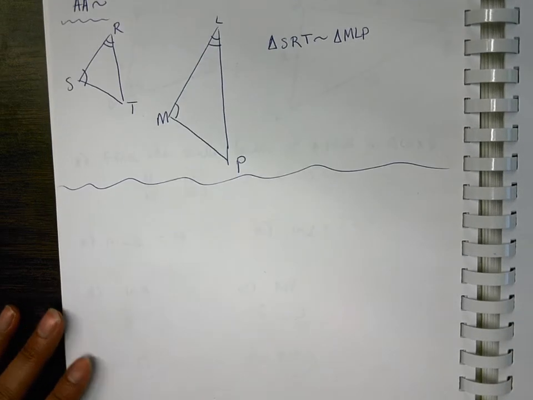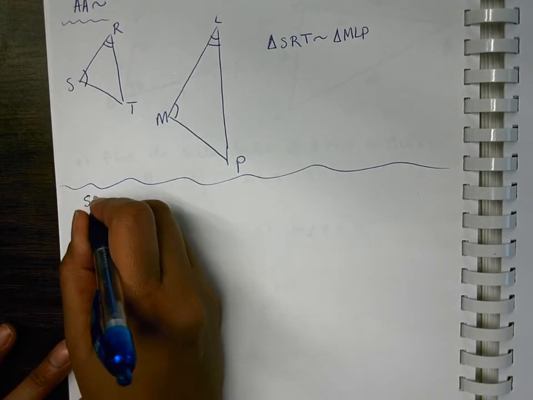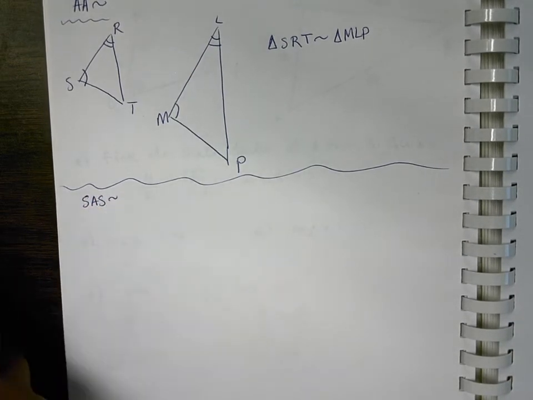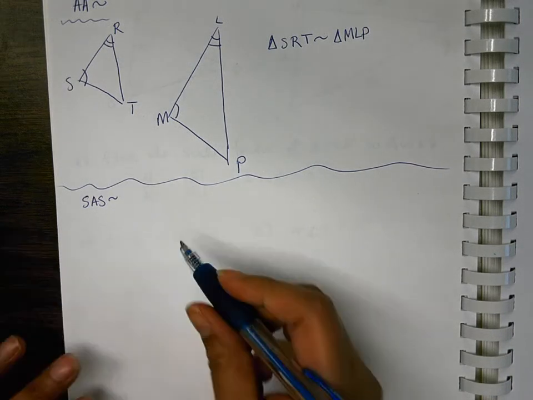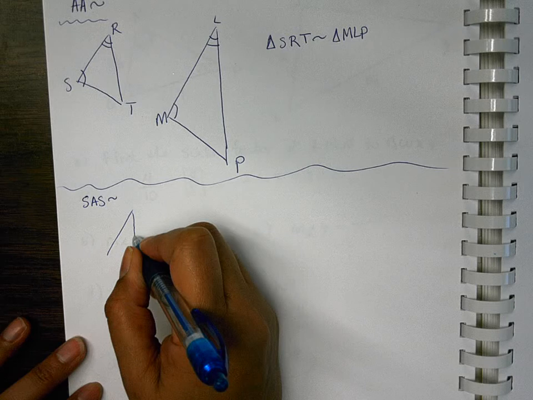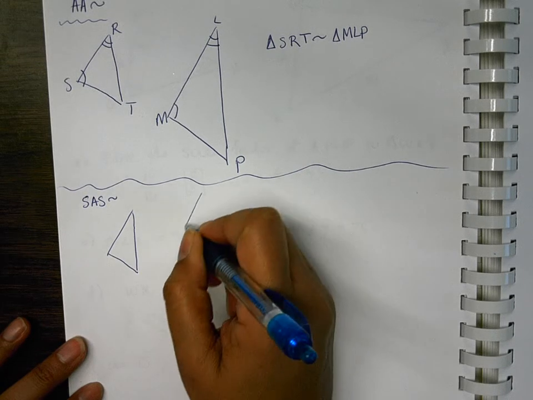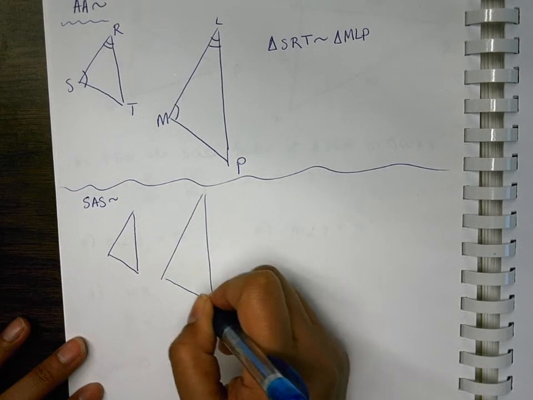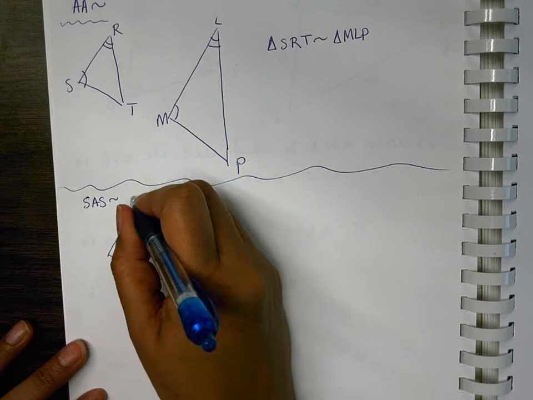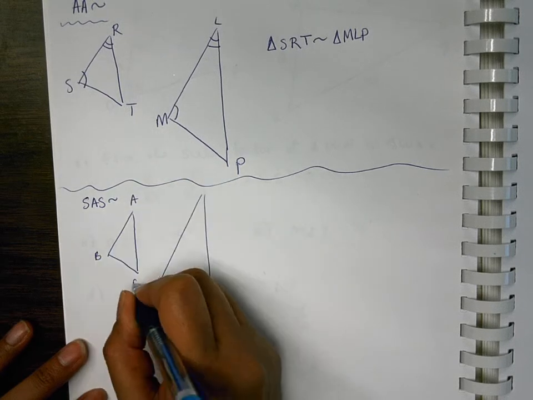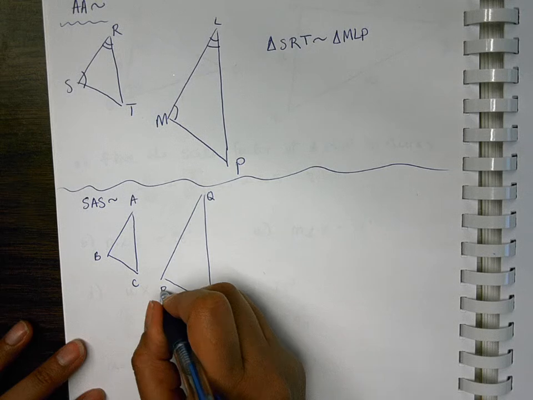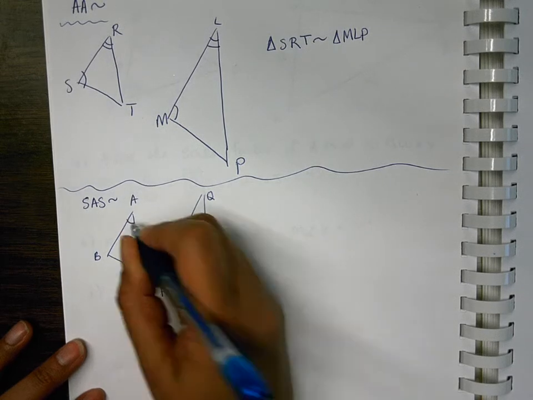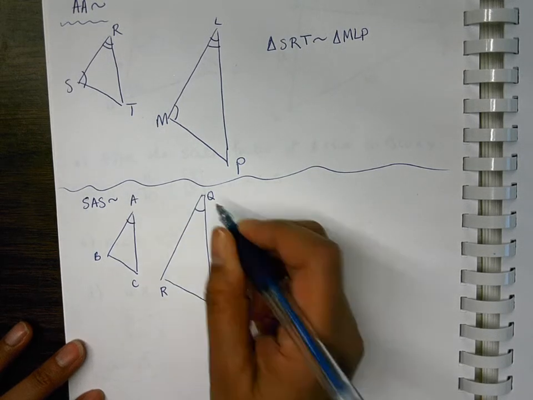All right, second one is SAS similarity. What does the SAS stand for? Side, angle, side. All right. I'm going to call this first one A, B, C. The second one Q, R, S. And I want you to put a congruent marking in angle A and angle Q.